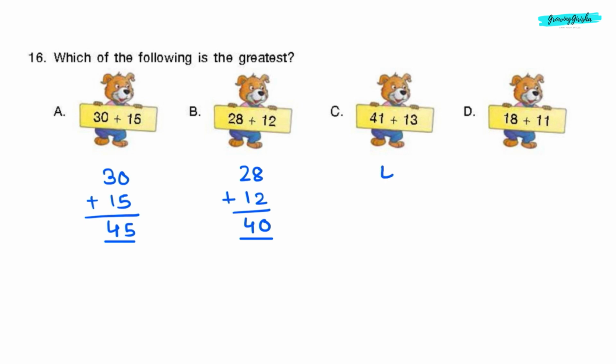Option C, 41 plus 13. 1 plus 3, 4. 4 plus 1, 5. 54. Option D, 18 plus 11. 8 plus 1, 9. 1 plus 1, 2. 29. So among the options, 54 is the highest value. So option C will be the correct answer.